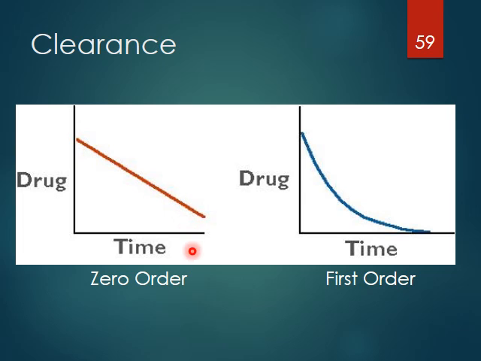On the other hand, if I'm looking at first order kinetics, where I'm metabolizing the same proportion of drug per unit of time, the higher my concentration is per that unit of time, the higher amount of drug I'm going to be metabolizing. So you can see here that I'm going to have a very big proportion of drug metabolized in this first hour versus a smaller amount in the second hour, smaller amount in the third hour, and so on and so forth.